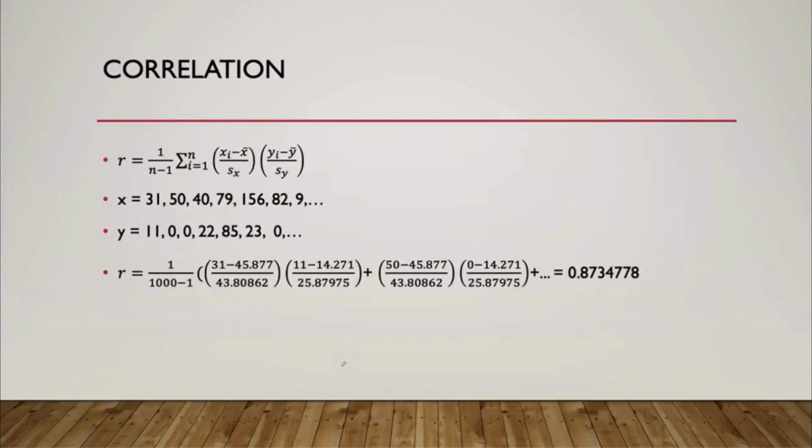Correlation is a measure of how tightly, or how well, two variables move together, or actually they can move in opposite directions as well. So you can have a negative correlation, but it's how tightly they move together.